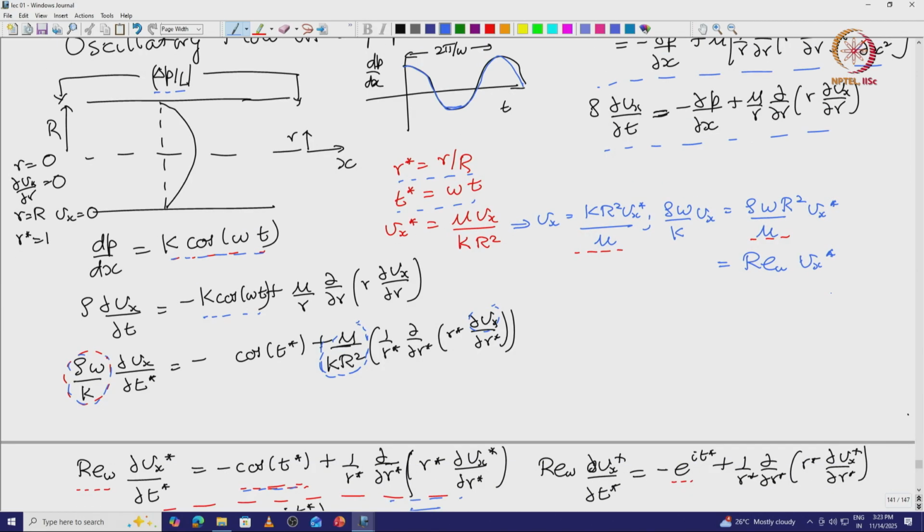And recall that we had scaled the radius by the pipe radius. The time scale was basically the frequency times time, and we had two options to scale the velocity, either based upon the viscous scale or based upon the inertial scale, and we had chosen the viscous scale for our problem.